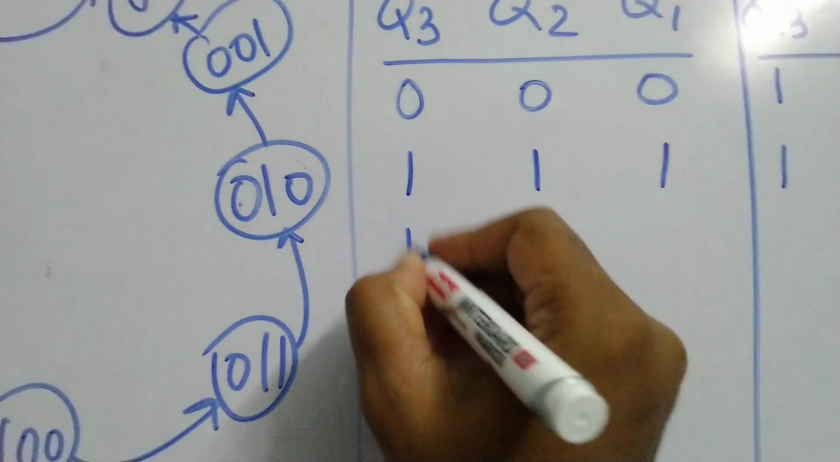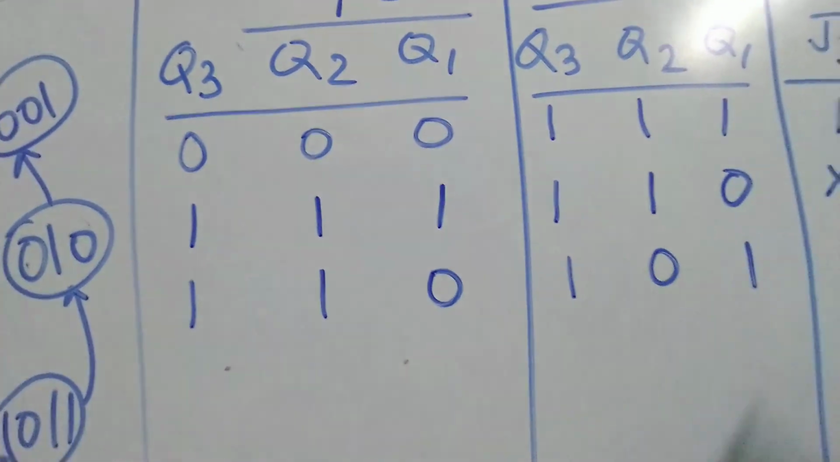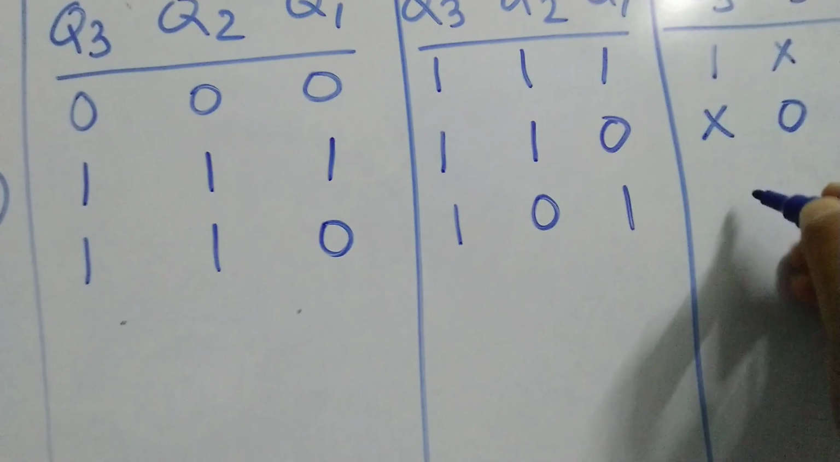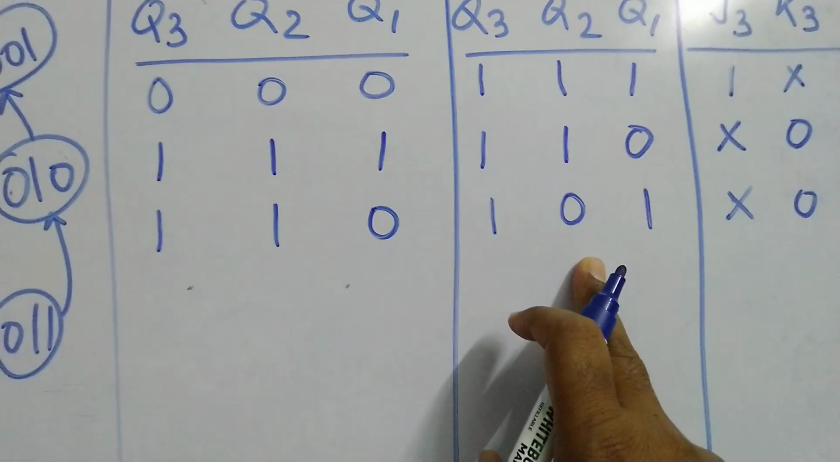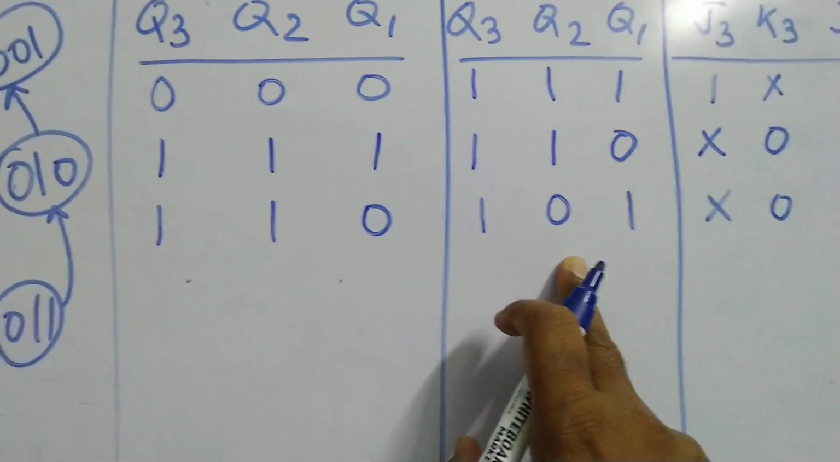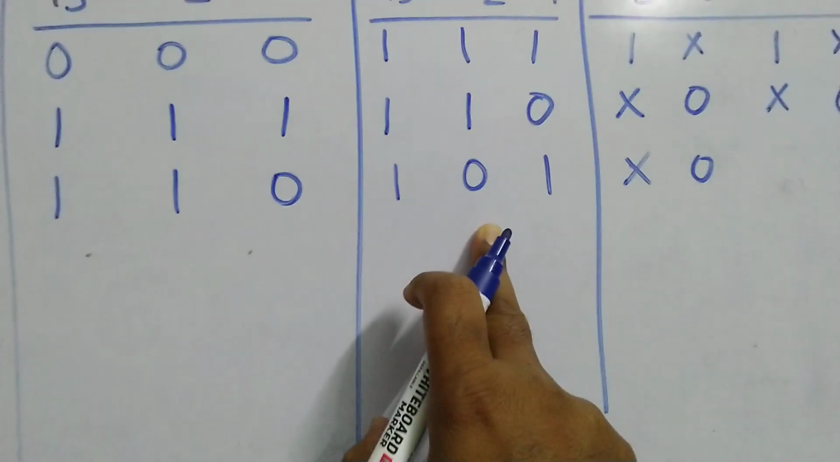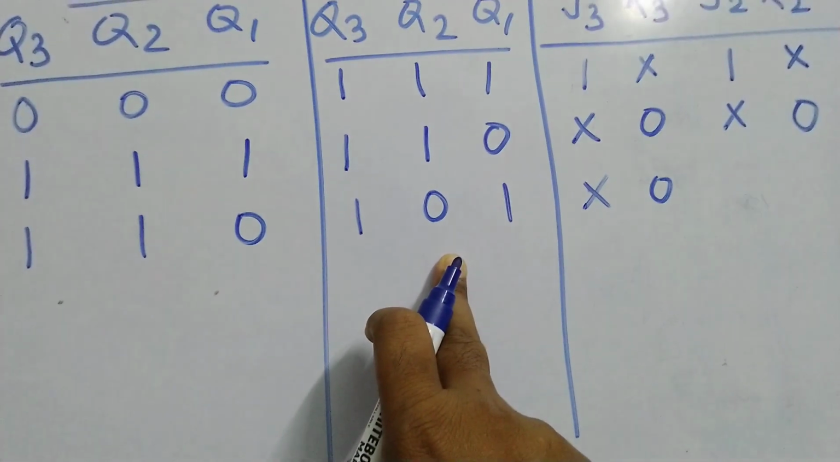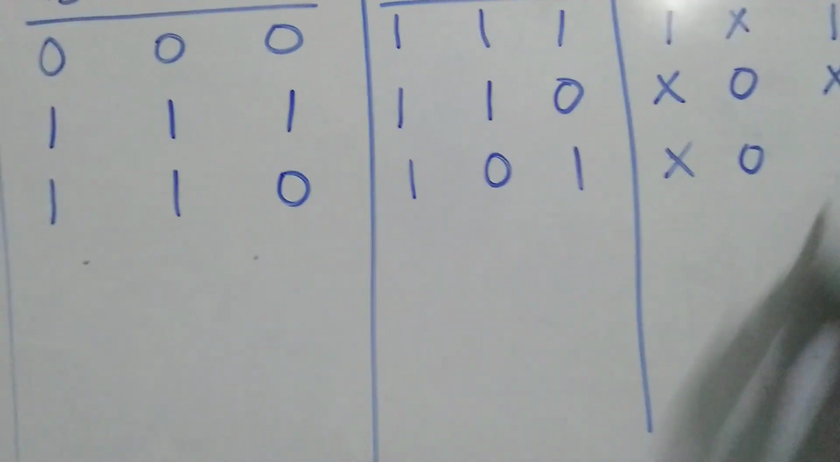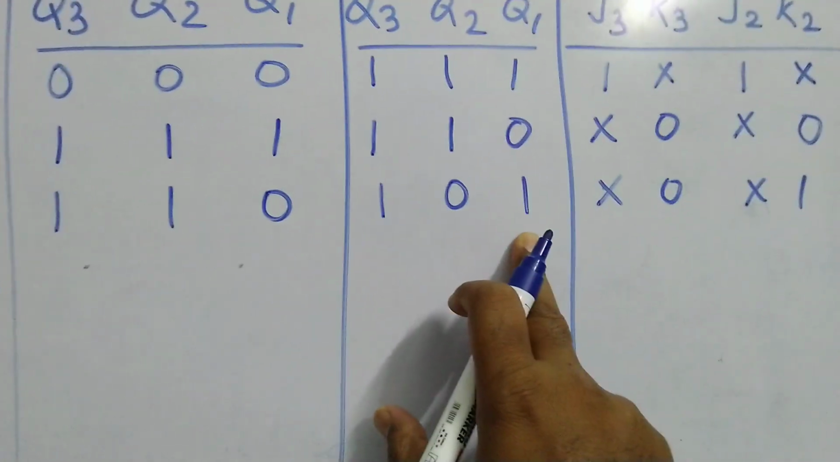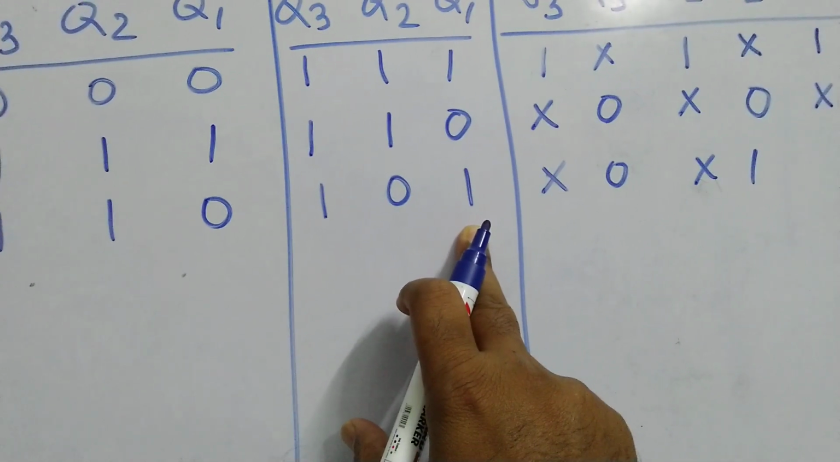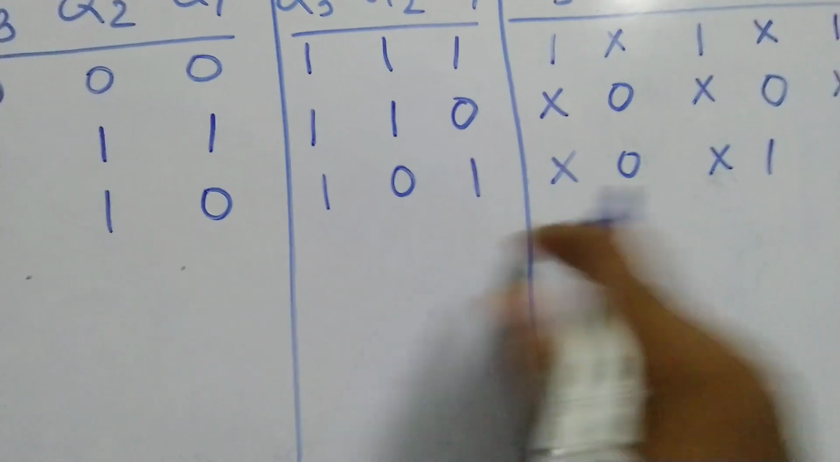Similarly now present state is 1 1 0, next state will be 1 0 1. So similarly, 1 to 1 is don't care 0, 1 to 0 is possible when J K is 1 1 and 0 1. So we may write it is don't care 1. Present state 0, next state 1. So it is possible when J is 1, K don't care.